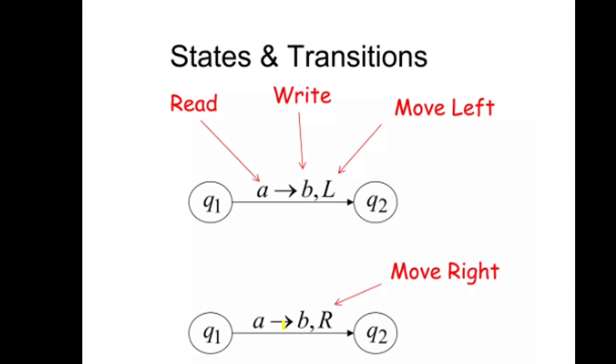Next, suppose it moves right. It moves right. Again, it moves to the next state Q2. It moves left or right. If it moves left, this is the process. If it moves right, this is the process.